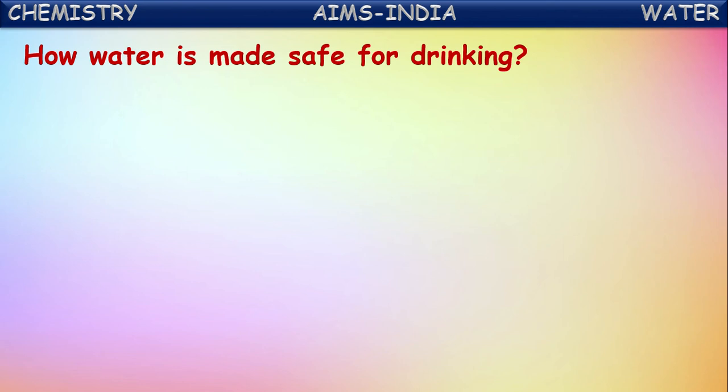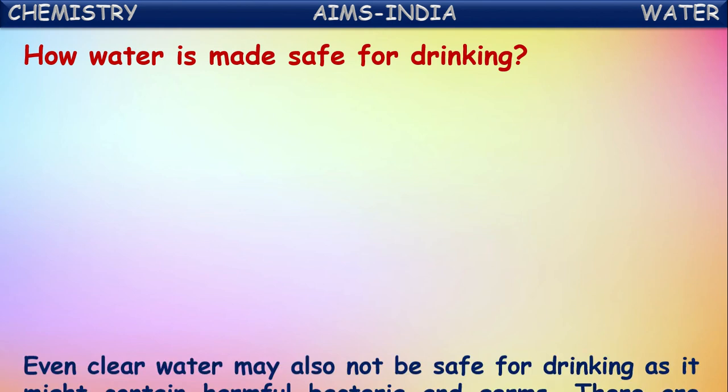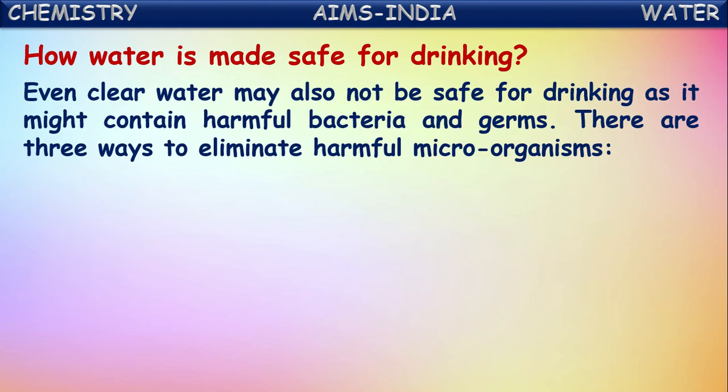So how is water made safe for drinking? We said many substances are dissolved into water. Most of them are unwanted for the consumption of humans and other living things. So then, how is this water made safe for drinking? Even clean water may not be safe for drinking as it might contain harmful bacteria and germs. Some water which we collect may seem very clear. Even though it looks very clear, it may not be safe for drinking as it may contain harmful bacteria and germs which cannot be seen with the naked eye.